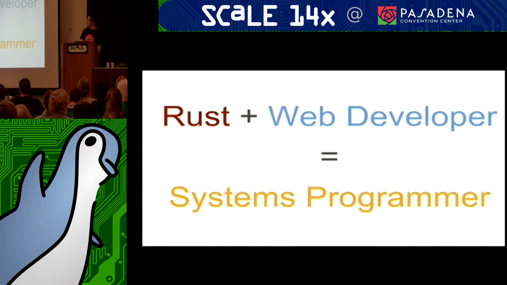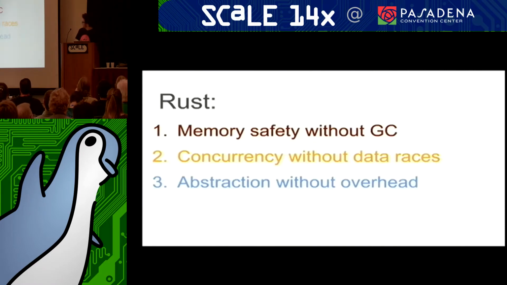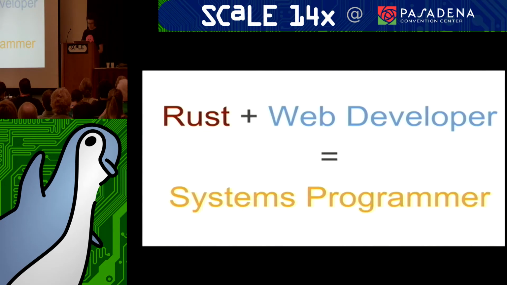So I contend that Rust plus web developer can be a systems programmer, right? So let's talk about this. I think I did actually skip a slide. Rust provides these three constraints: memory safety without garbage collection, concurrency without data races, and abstraction without overhead, which we talked about is what makes up systems programming. And we're going to go through these and how they can be applied to web developers.